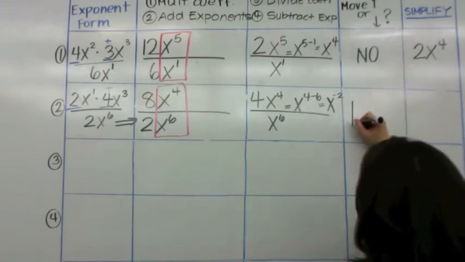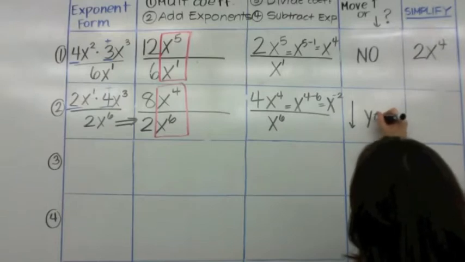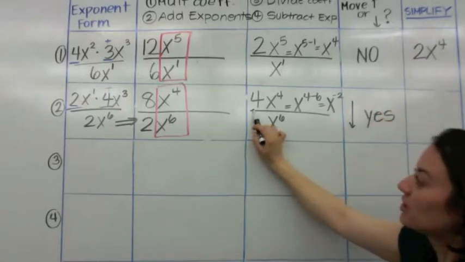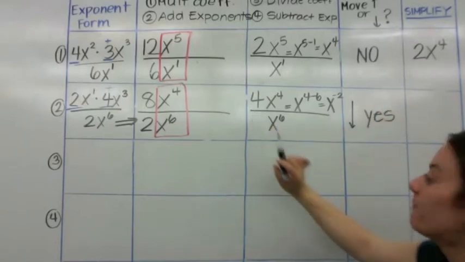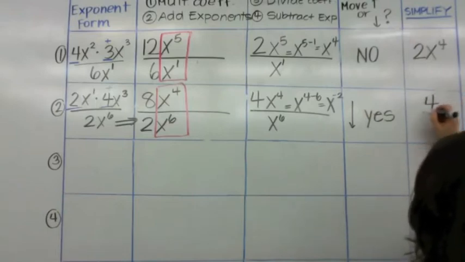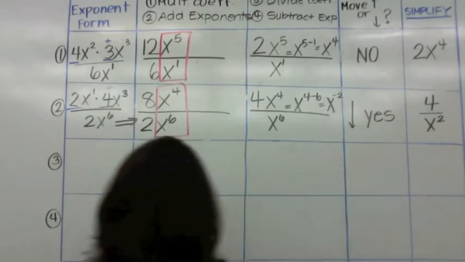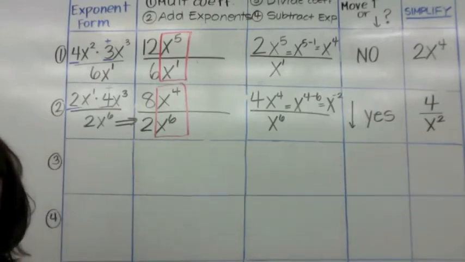So you're going to have to bring this down. But what coefficient is going to stay at the top? The 4, right? The 4 will be at the top, and then at the bottom, you're going to bring down x squared. Okay, so make sure you get that written down.